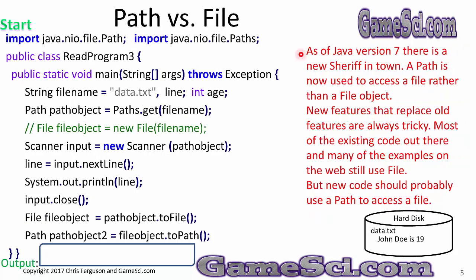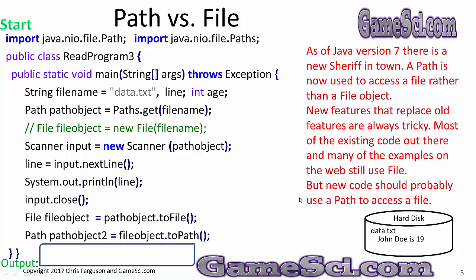Path versus file. As of Java version 7, there is a new sheriff in town. A path is now used to access a file rather than a file object. New features that replace old features are always tricky. Most of the existing code out there and many of the examples on the web still use file objects. But new code being written today should probably use a path to access a file.